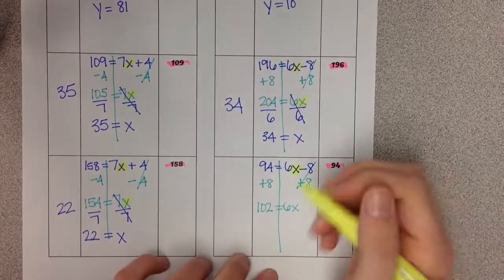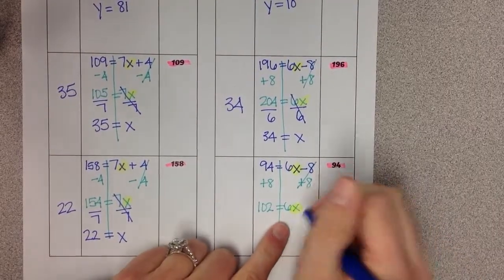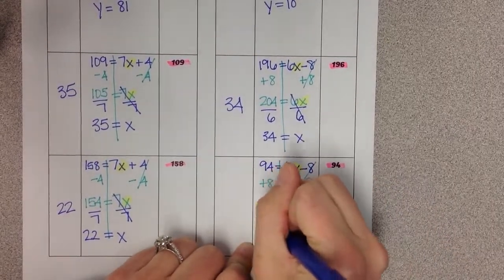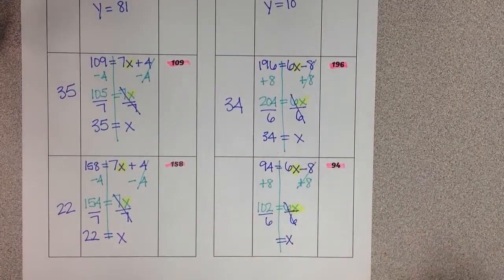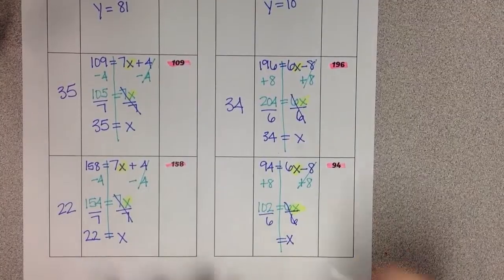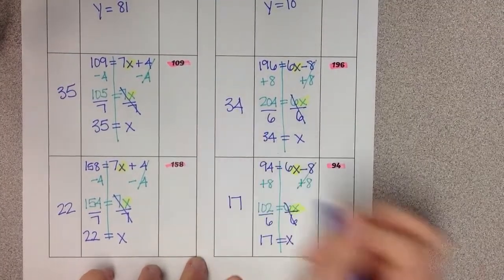Highlighting the side with the variable. X is being multiplied by 6, so the opposite is to divide by 6. Should cancel out on the side with the variable. 102 divided by 6 is 17. So our input is 17.